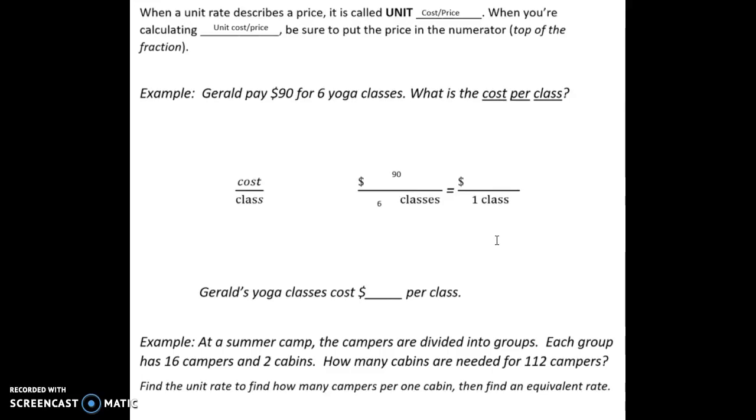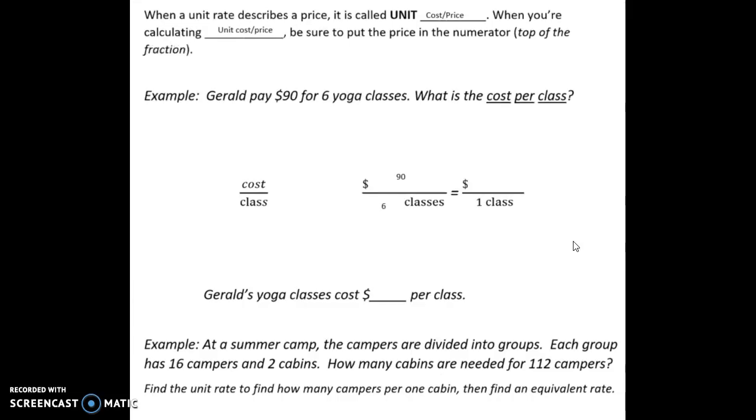So we know that it's going to be per 1 class, so we can set up our unit rate on this side to 1 class. And how do we do that? How do we go from 6 to 1? How do you go from 6 to 1 using either multiplication or division? Well, we can't multiply 6 times anything to get to 1, so let's try dividing.